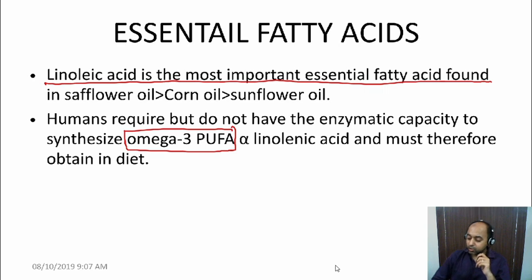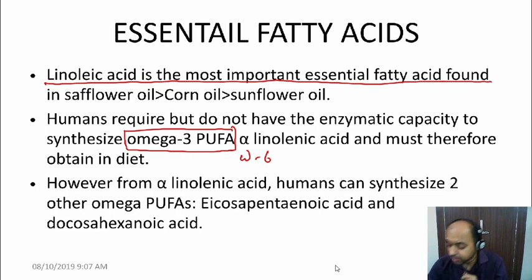In addition, they also cannot synthesize the omega 6 PUFA. They cannot synthesize omega 3 PUFA and the omega 6 PUFA. Anything beyond omega 6 can be synthesized. Omega 6 and below cannot be synthesized by the body, and therefore they'll become the essential fatty acid. Okay. Some of the essential fatty acids can act as precursors, as written here.